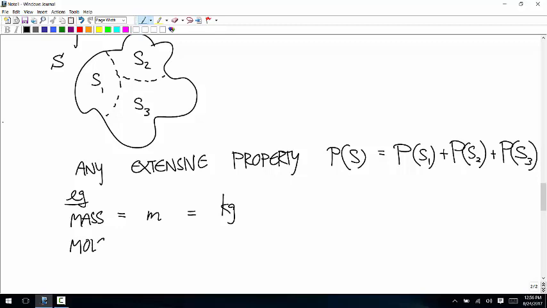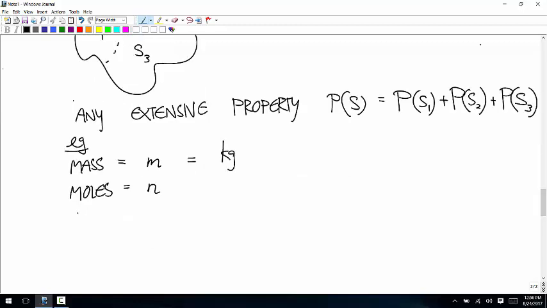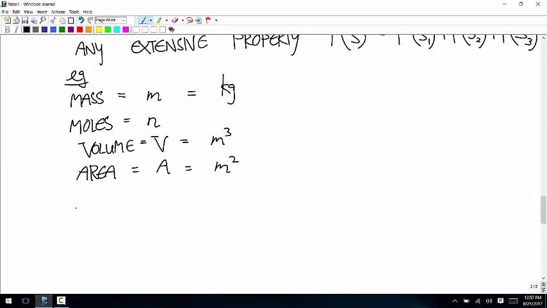The number of moles of material, that's lowercase n. It works for that. The number of moles in S1 plus in S2 plus in S3 gives you the total number of moles. Volume has to work this way. Area works this way.